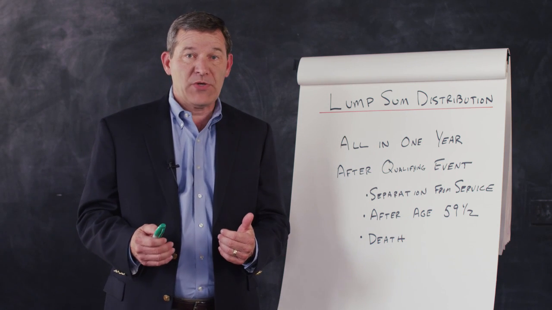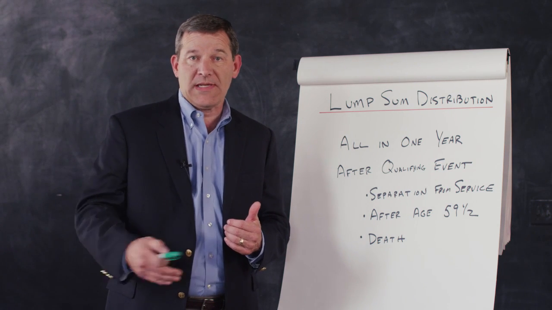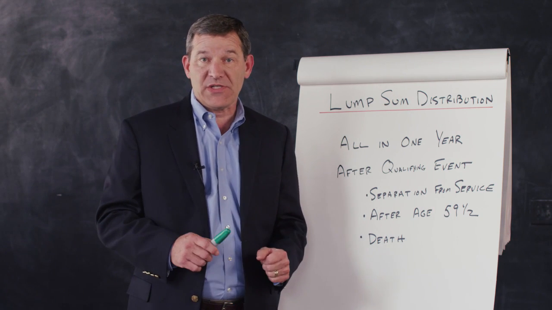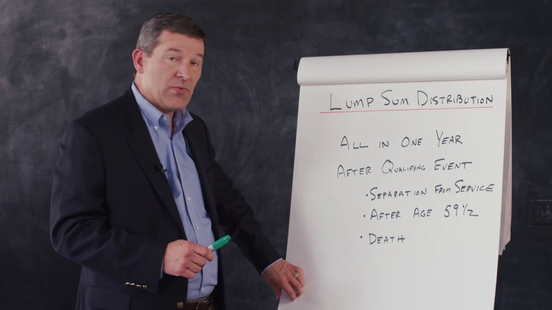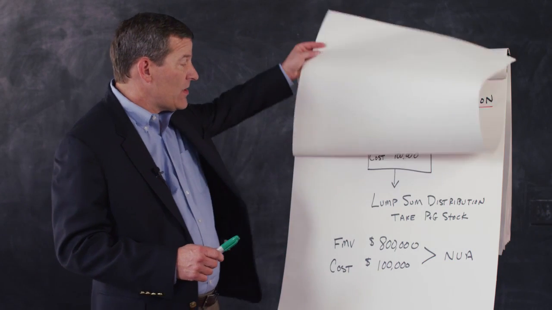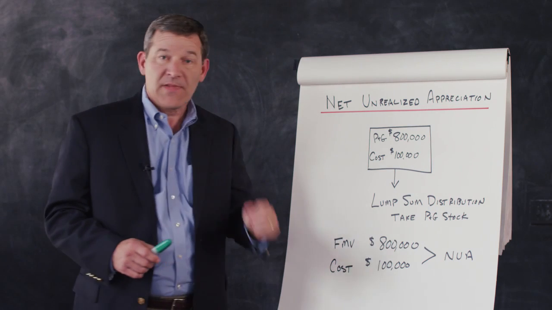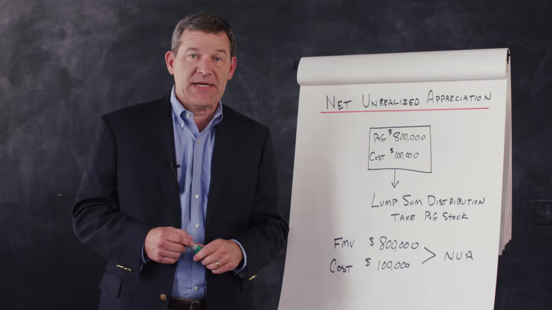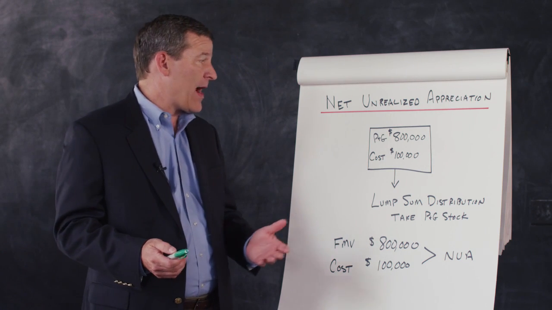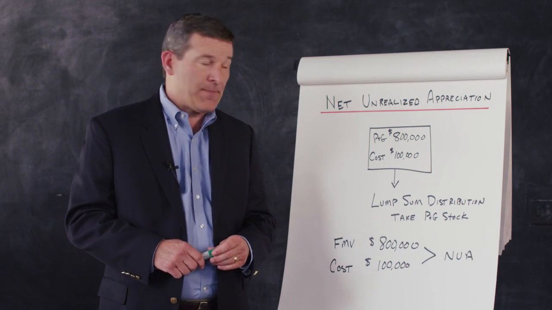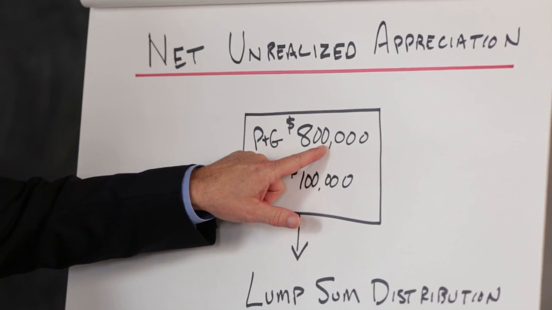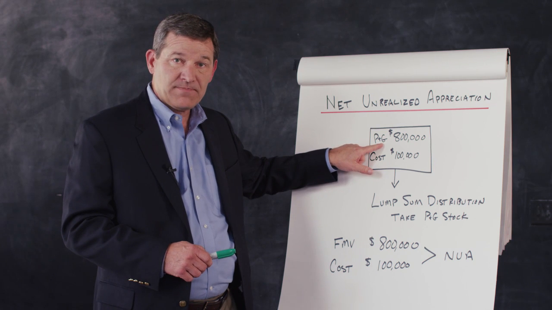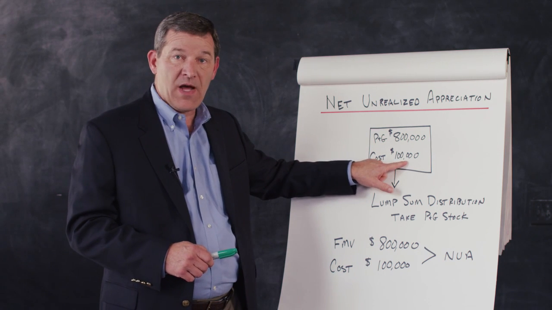These are the lump sum distribution rules. There are a couple more rules, and then I'm going to show you a special technique where it's advantageous to do a lump sum distribution rather than a rollover. The next term that we have to analyze is what's called net unrealized appreciation. So let's take a Procter & Gamble employee as an example, and in her account there is $800,000 worth of Procter & Gamble stock with a cost basis of $100,000.